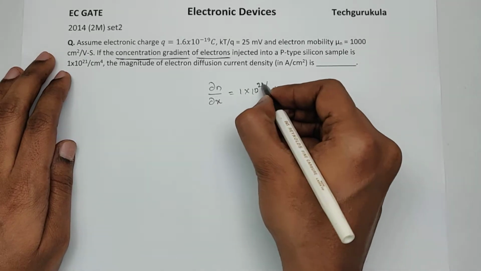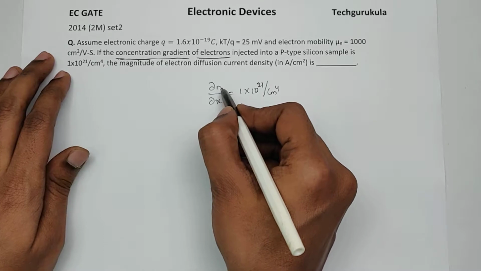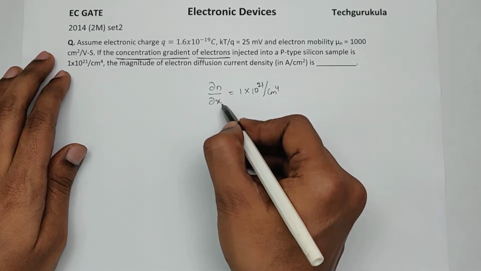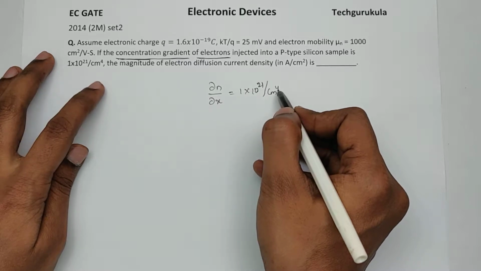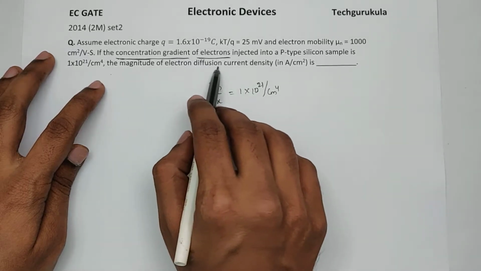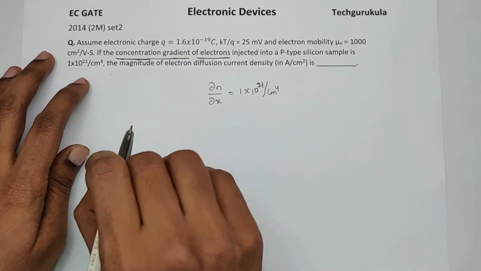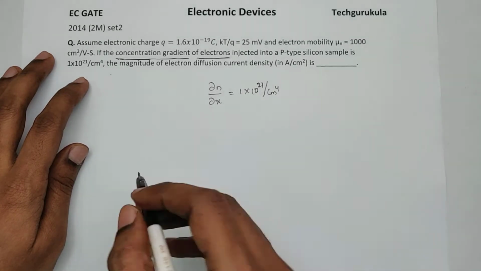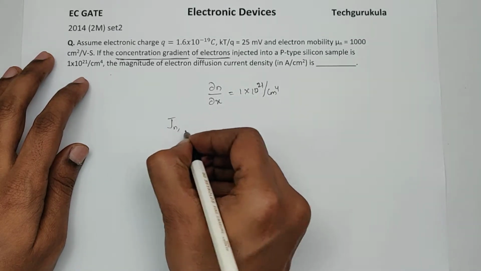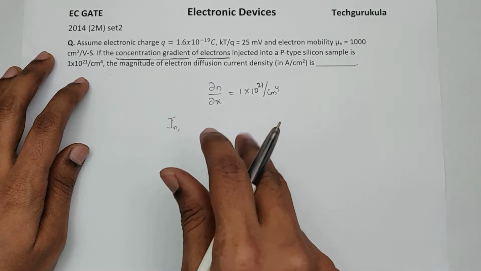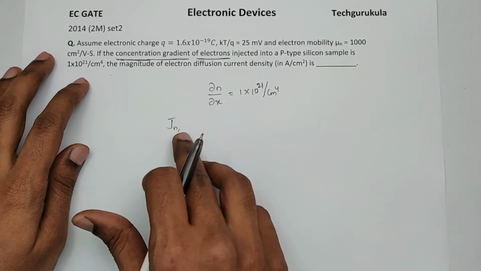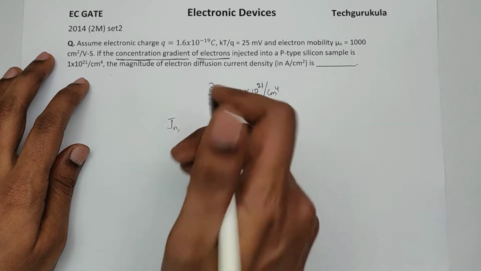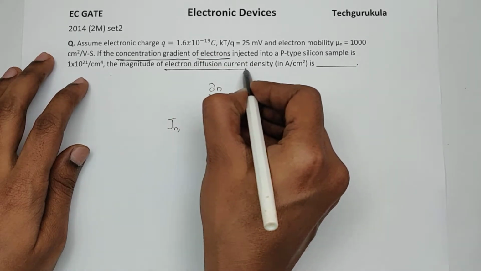Now let's just check the units. n is always number per centimeter cube and x is centimeters. It makes sense: number per centimeter power 4. Now the question is the magnitude of electron diffusion current density in ampere per centimeter square. Now what is diffusion current density? We are talking about electrons injected, so there will be a concentration gradient of electrons. Hence we calculate only for Jn. Of course, they are asking electron diffusion current.